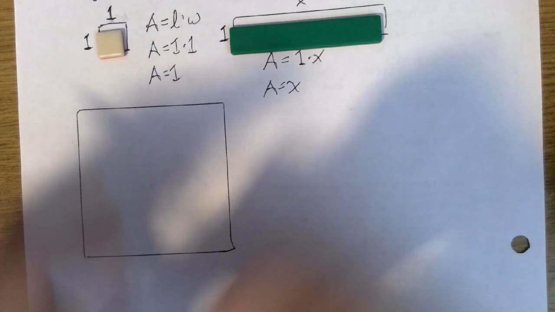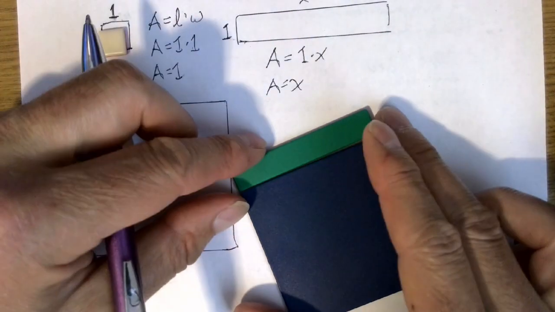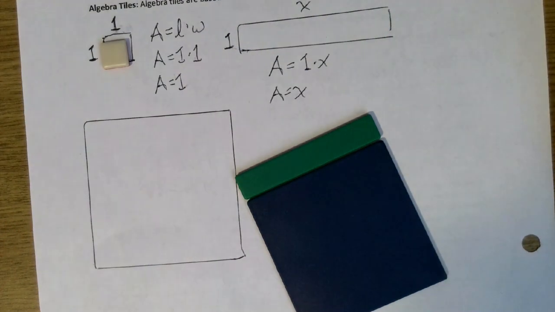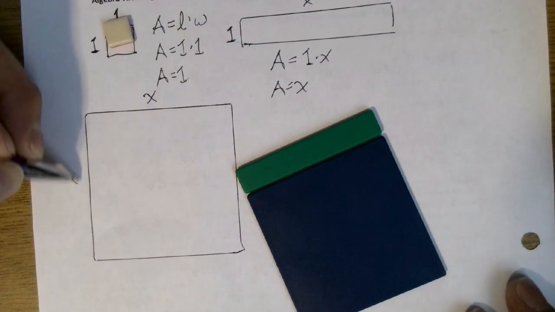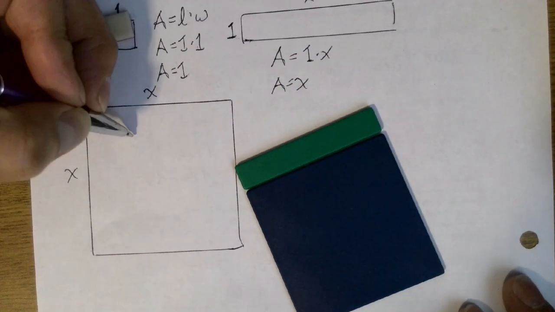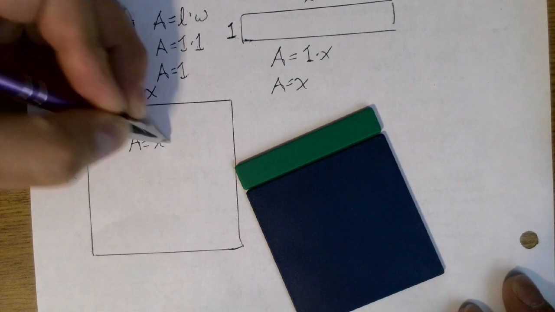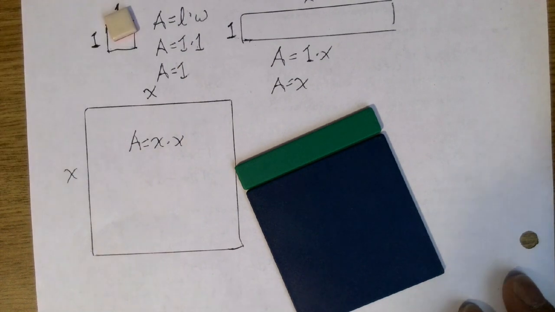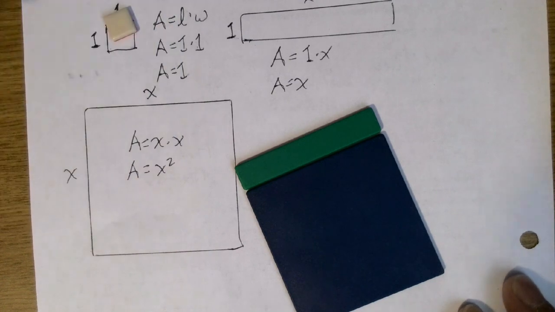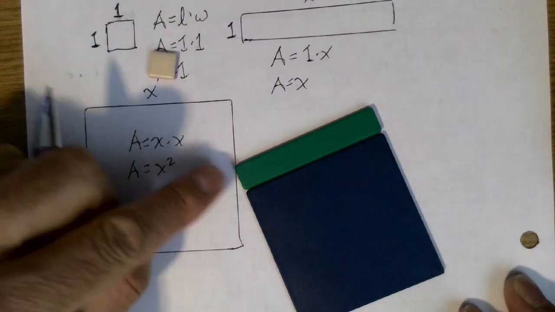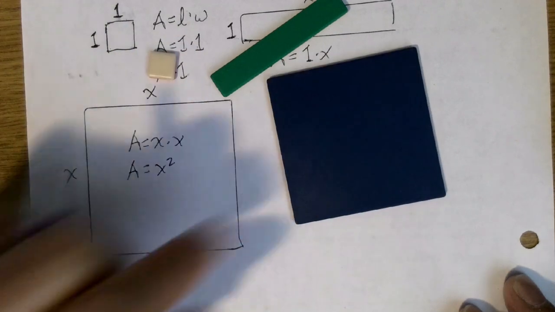There we go. And notice that side length is exactly the same as that. And if that side length was x, then this side length must also be x, which means the area of big blue must be x times x. The lazy way of writing x times x is x squared. So notice we've got 1, we've got x, and we've got x squared.